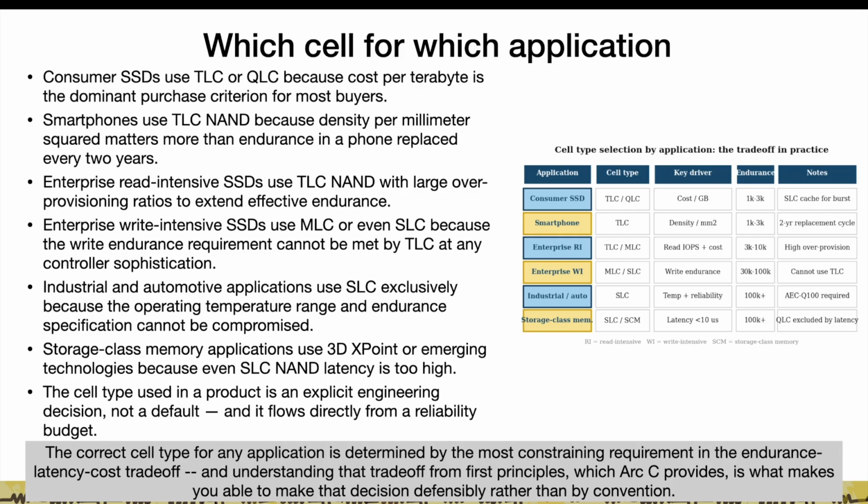Arc C's remaining videos derive those numbers from first principles. By the end of the arc, you'll be able to sit down with a reliability specification and a cell characterization dataset and work backward to the correct cell type, ECC strength, over provisioning ratio, and wear leveling strategy for that specific application, not by convention, but by calculation.